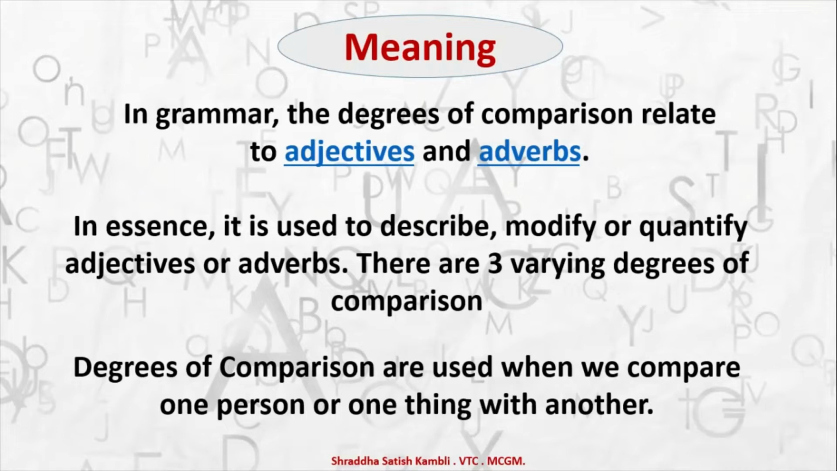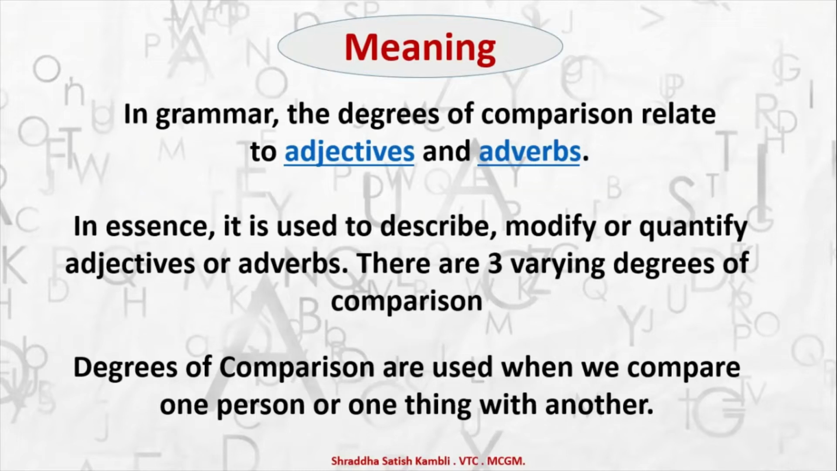One more thing is, we use degrees of comparison when we want to compare one person or one thing with another. For example, when there are two students and we want to say that one of them is a little bit better in studies as far as the other one is concerned. So we want to compare. There are many times when we need to compare things. When you go shopping, when you go to buy things in the market, at that time also you have to compare, isn't it? You pick up one object and you pick up another object and you compare the qualities of these objects with each other. So that is the place where these words related to degrees of comparison are used.